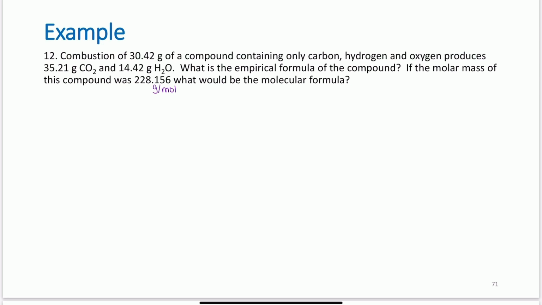Well, let's see what's important. We combusted 30.42 grams of a sample that contains only carbons, hydrogens, and oxygens. It produces 35.21 grams of CO2 and 14.42 grams of H2O. I want to know the empirical formula. Then, if molar mass is 228.156 grams per mole, I want to know the molecular formula as well.